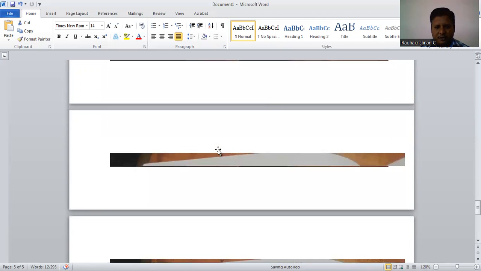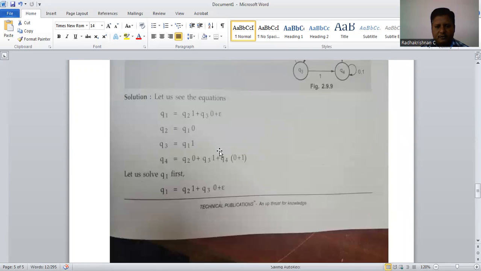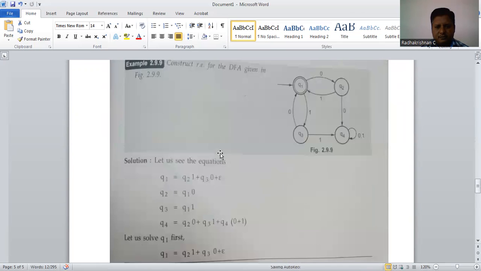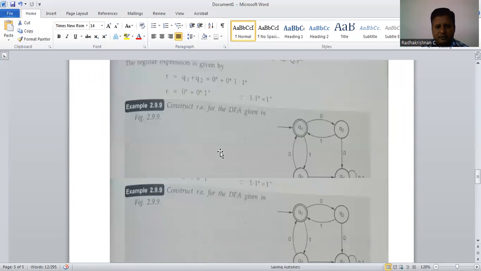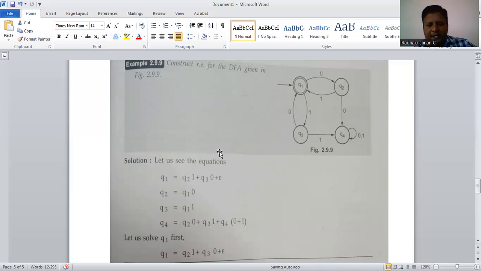Just another example. This is another example. Here, identify the regular expression which is present in the given automata.